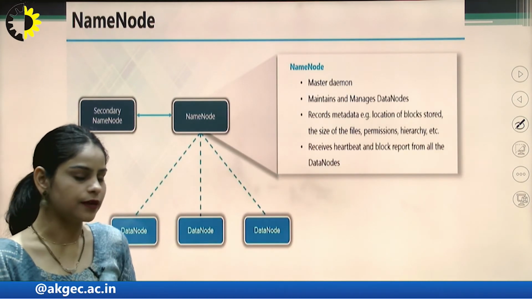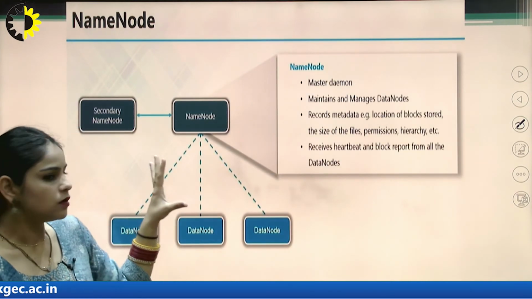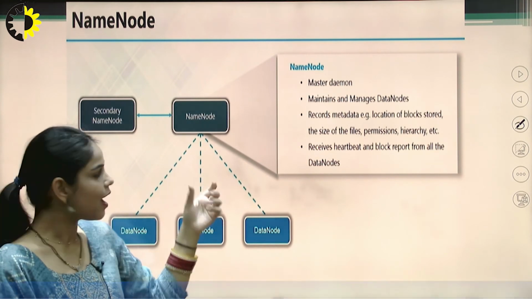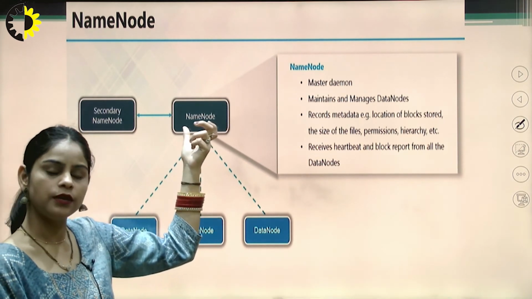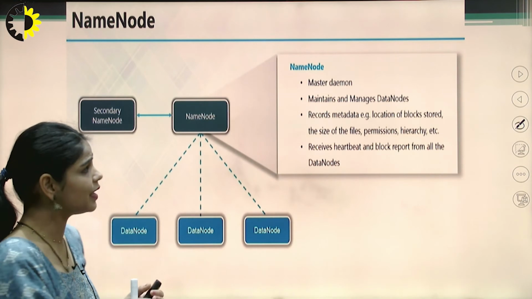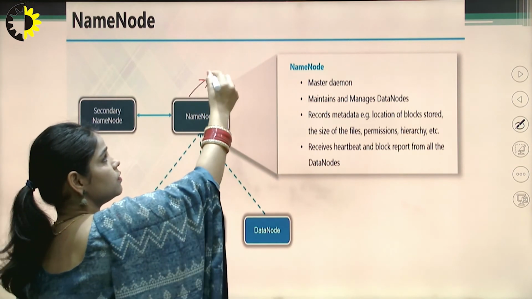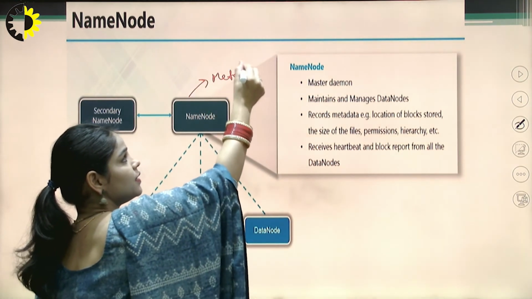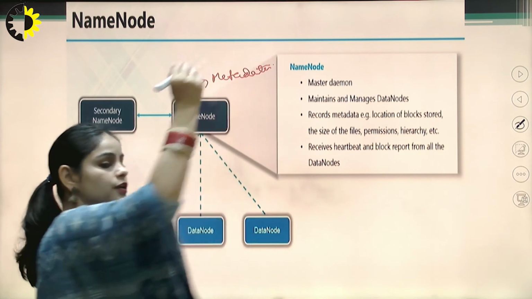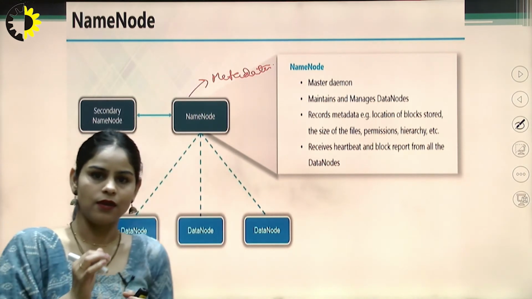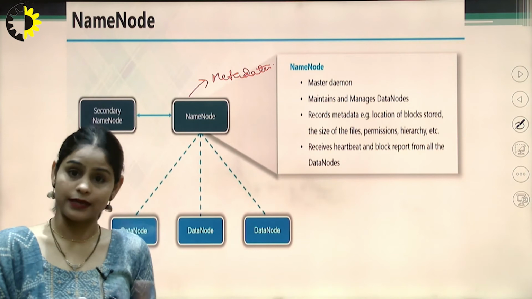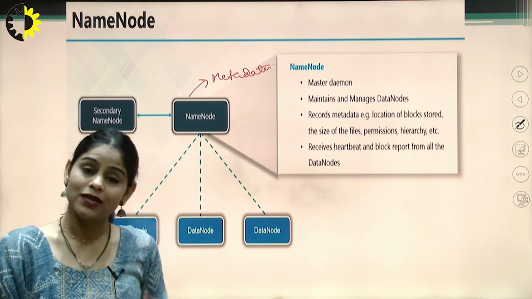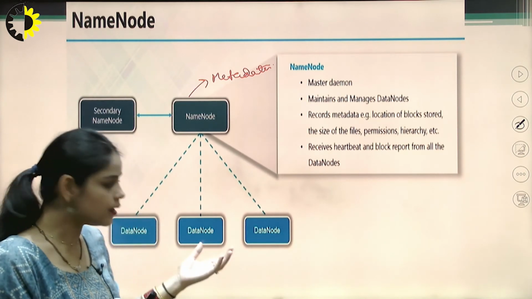Now, you can see here, the HDFS was having a master node called name node. Now, this name node is the master daemon which stores the metadata. It stores the metadata. The meaning of metadata here is data about the data. But the actual data is being stored at data nodes.